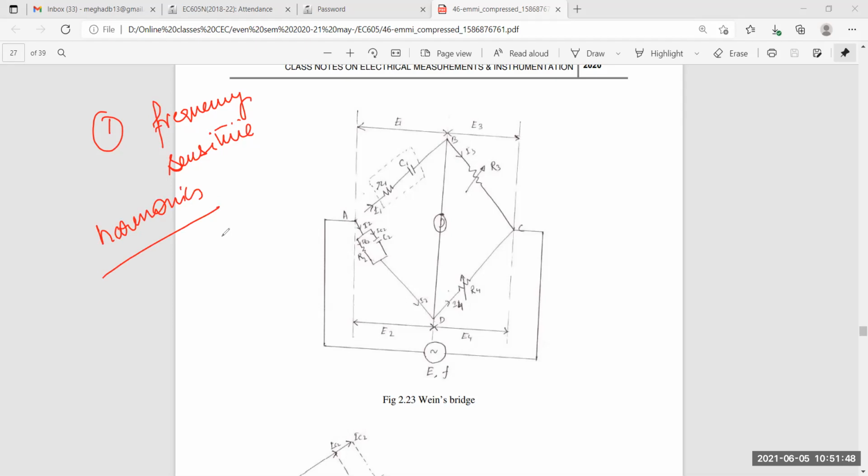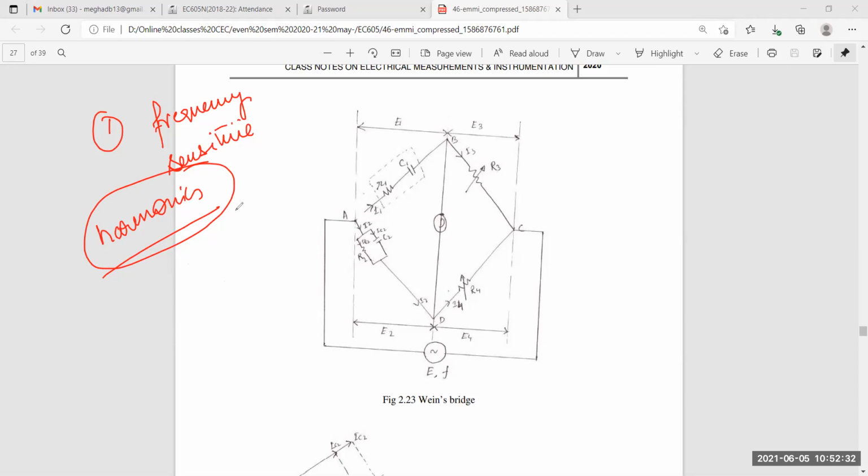So these harmonics in the supply voltage create disturbances in the balance condition of the bridge. To overcome this problem, in general, if in any circuit you are facing some harmonic problem, we use a filter. What is a filter? A filter may be an inductor, or a capacitor. So to overcome this problem in this particular bridge, here also you will see some filter being connected. The filter connects in series with the null detector.